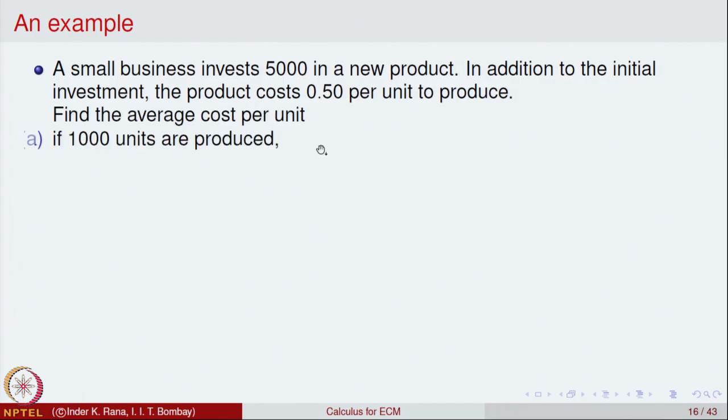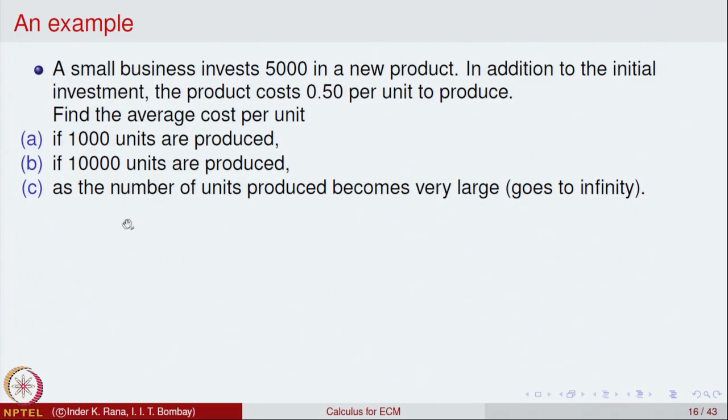If we want to find out what is the average cost function. So, we want to find out what is the average cost per unit. Question is, find the average cost per unit when 1000 units are produced or when 10,000 units are produced, what is the average cost, and what is the average cost when the number of units produced becomes very, very large. So, if we keep on increasing the number of units produced, what is the behavior of the average cost of the production. So, to find that, let us first write down what is the average cost function.